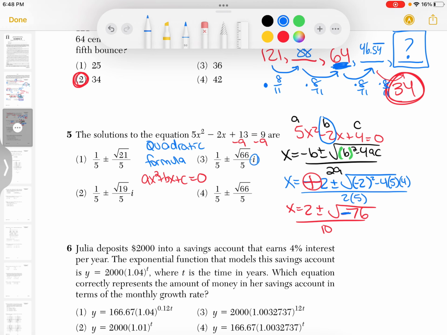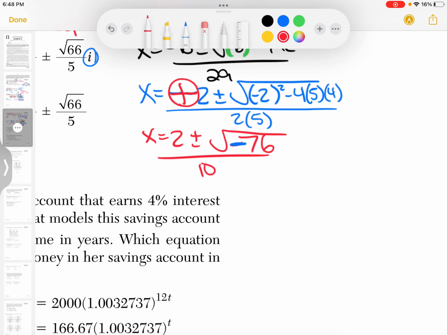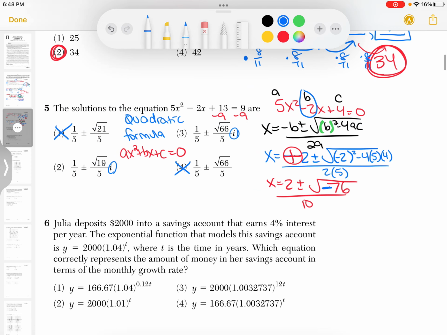So what I'm noticing right away is that I have a negative underneath my square root. That means I'm going to end up with an i in my answer. So this is not the answer, and this is not the answer because they don't have an i in it. So I got myself down to a 50-50 shot. Even if I was not great at simplifying, I can at least get myself to that chance.